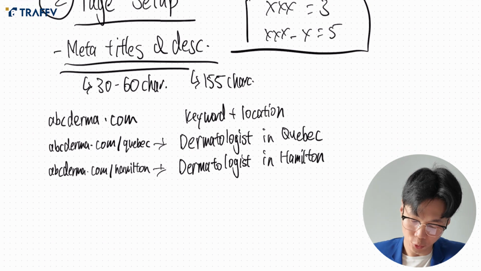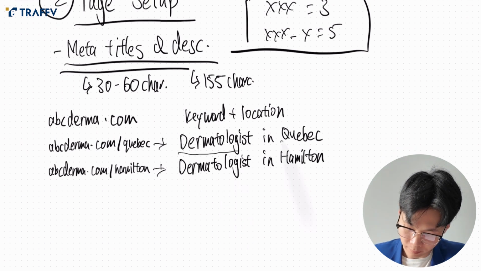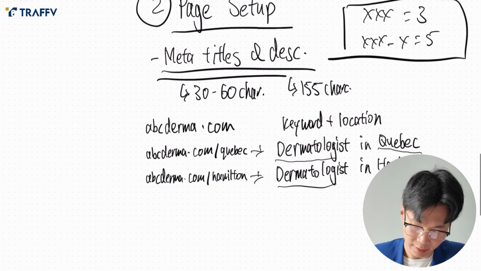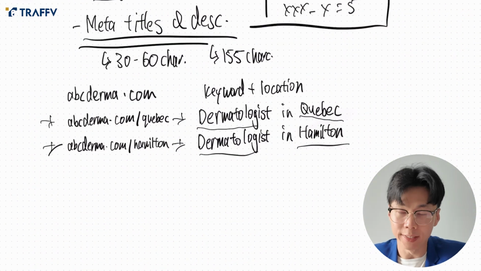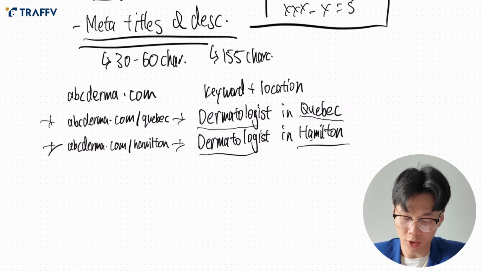Alright, so you want to have your page title like this, right? So keyword plus the location, keyword plus the location. Right? And then these are 2 separate pages. So that is the minimum that you need to have within here. Okay, so this is how you want to structure your page title.